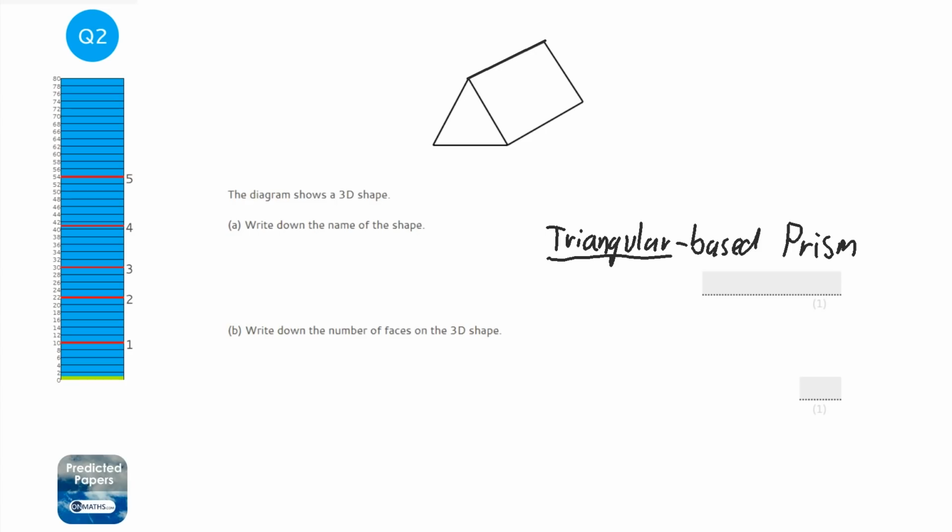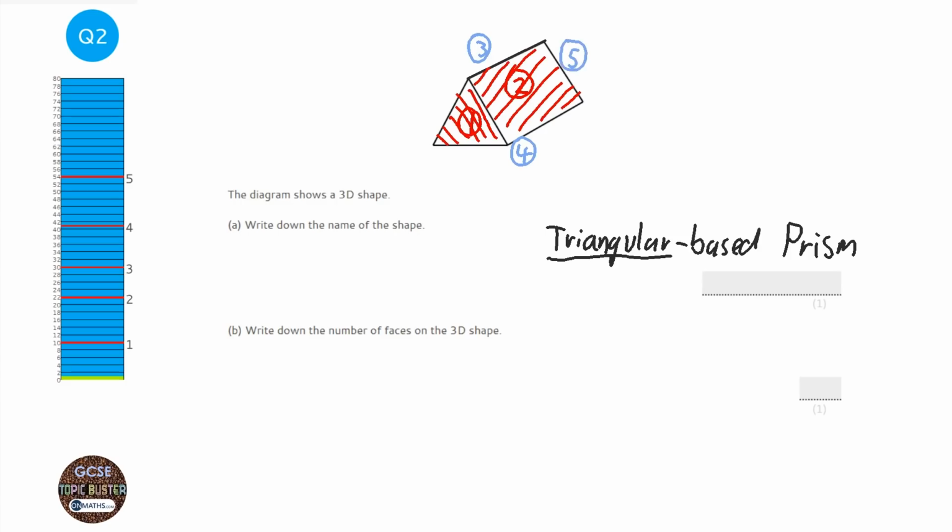It says write down the number of faces. The face we can see here is a triangle, so that's 1. Then we've got 1 along here, which is a rectangle. So we've got 2 that we can see, but there is also going to be a third one round here, which is also going to be a rectangle, a fourth one at the bottom, which is going to be a rectangle, and then a fifth one round the back, which is going to be a triangle, just like number 1. So in total there are 5 faces.